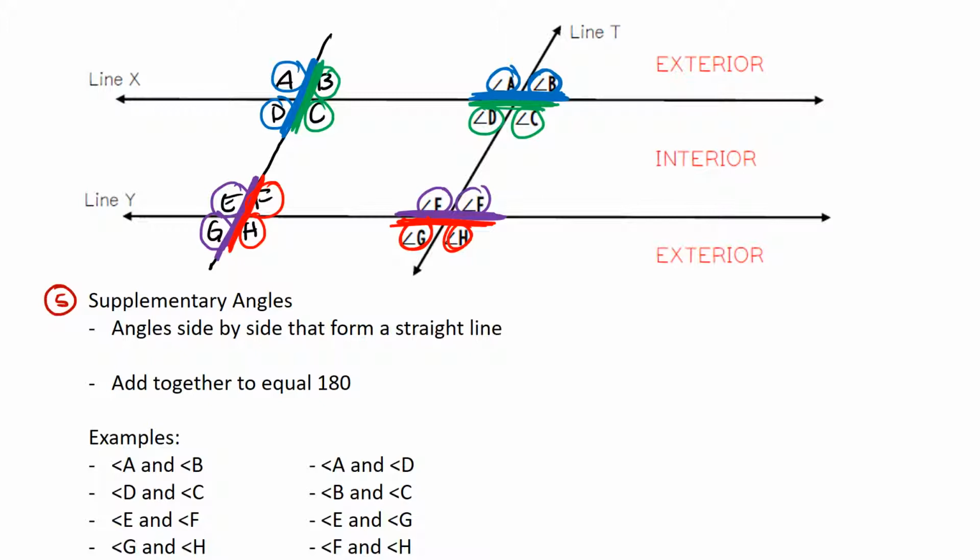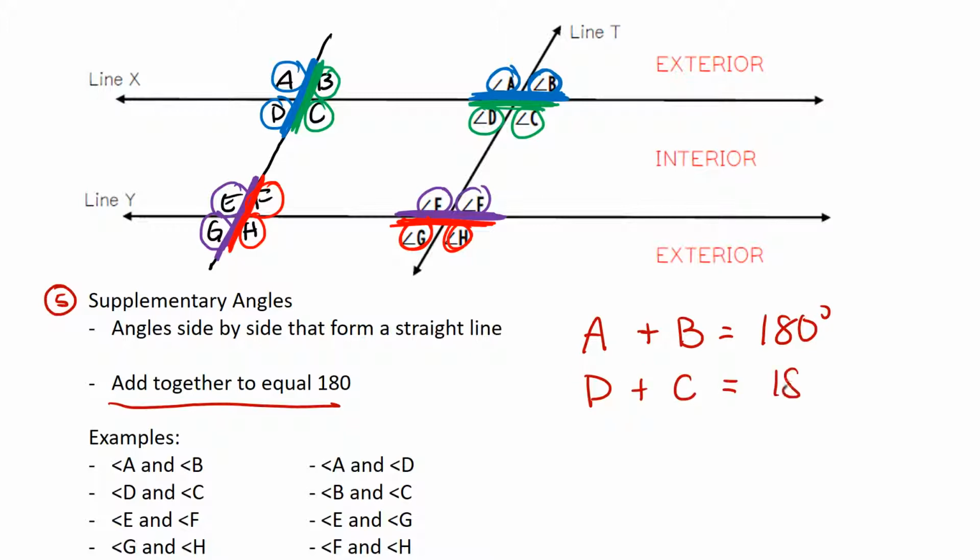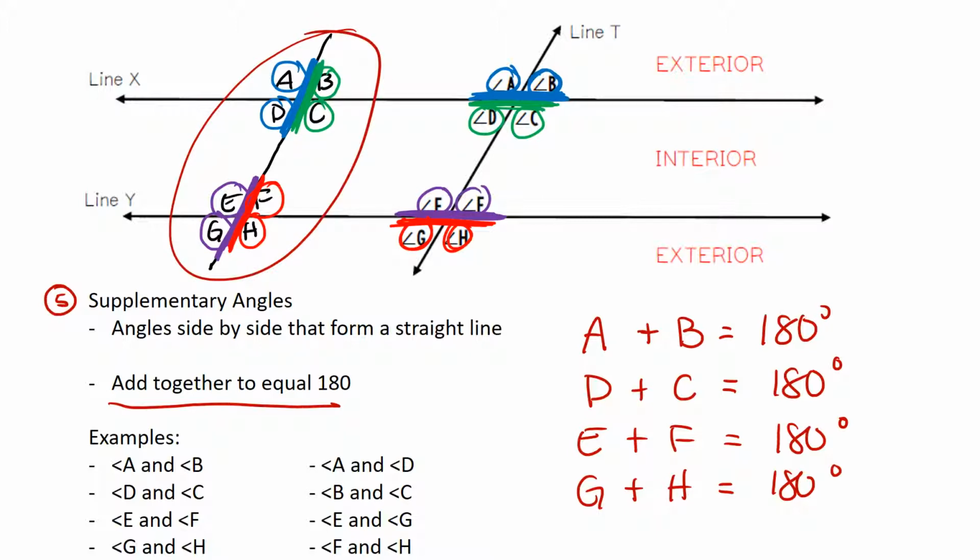It's important to note that these angles add together to equal 180. So that would mean that A and B, I could add those together and it would equal 180. D and C, I can add together to equal 180. E and F, I can add together to equal 180. G and H, I can add together to equal 180. And we can do all the pairs in the other set of examples that I did as well. You can add the pairs together and they will equal 180.